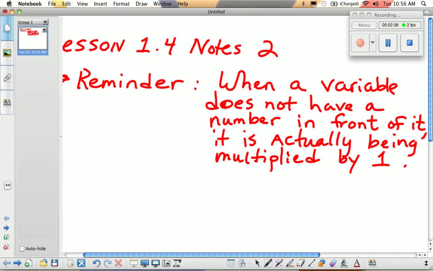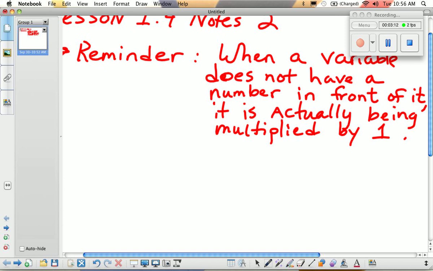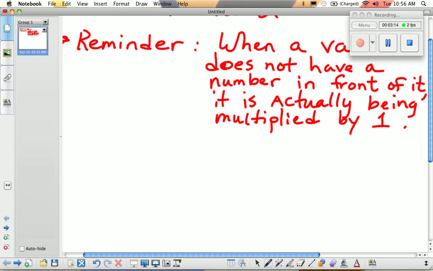Okay, so when we have like 3x, we know that means that x is being multiplied by 3. When we have negative 4x, x is really being multiplied by negative 4. But if we just have x, no number in front of it, x is really being multiplied by 1. And what have we said time and time again? When you multiply by 1, do you change its value? No, it stays the same. So it's okay that it is being multiplied by 1. And that's important for us to know when we solve some of our problems.